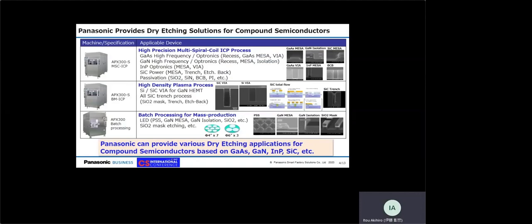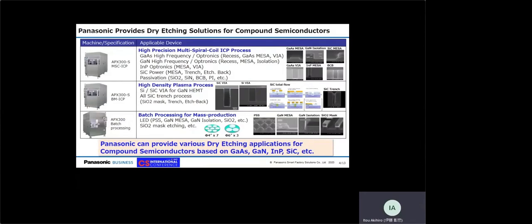In this slide, I will explain dry etching technology applied to compound semiconductors. Various etching solutions are shown here. The Panasonic APX300 series has a lineup of 3 dry etchers. The APX300S for high precision multi-spiral coil ICP processes is applied to gallium arsenide high frequency and optics, gallium nitride high frequency and optics, indium phosphide optics, silicon carbide power devices, and passivation such as silicon dioxide, etc.